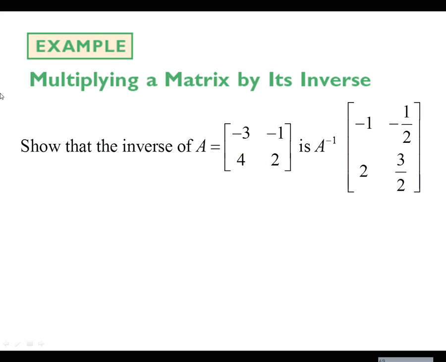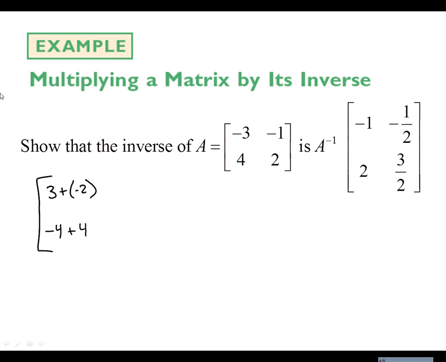Show that A and A minus 1 are inverses of each other. So let's do this multiplication. Going first, we're going to have negative 3 times negative 1, which would be 3, plus negative 1 times 2, which would be negative 2. And row 2, column 1 would be 4 times negative 1, negative 4, plus 2 times 2 is 4.